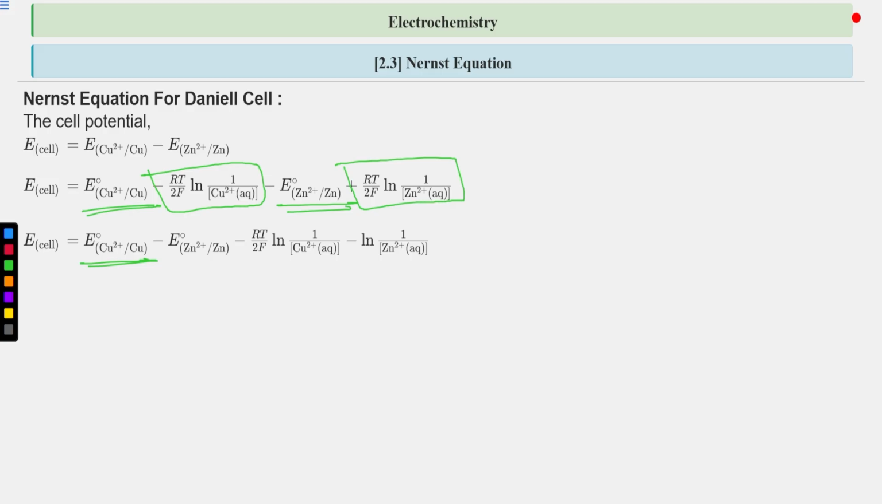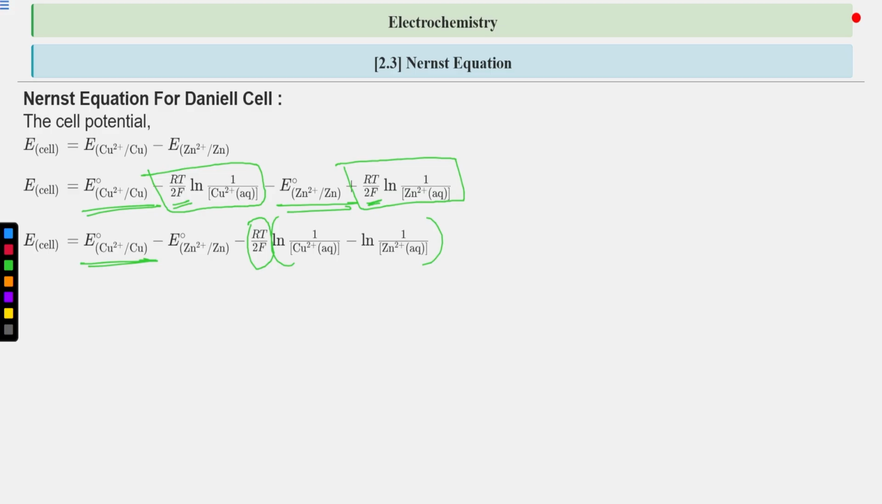Now if you see, the RT by 2F term is common in both the terms, right? RT by 2F is coming here also and here also. So what we have done, we just take the RT by 2F common, and a bracket will come. We take the minus RT by 2F as common, minus sign is also important, and whatever the remaining term will be, we put in a closed bracket.